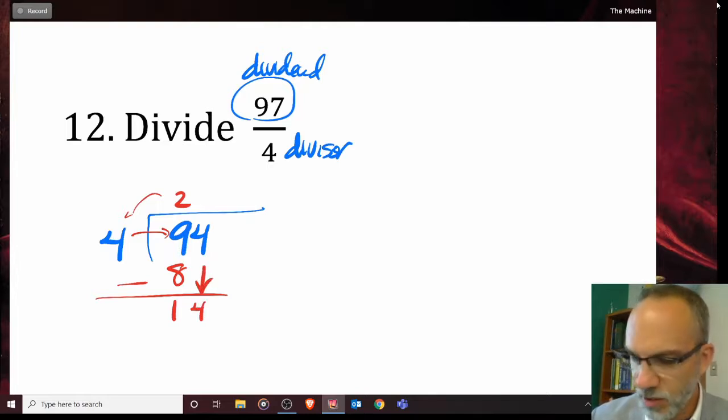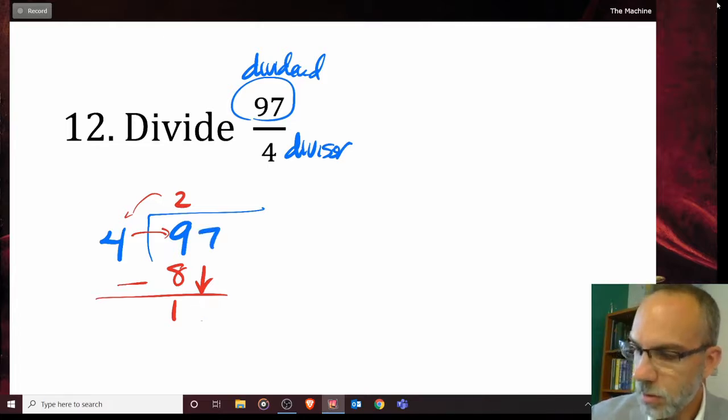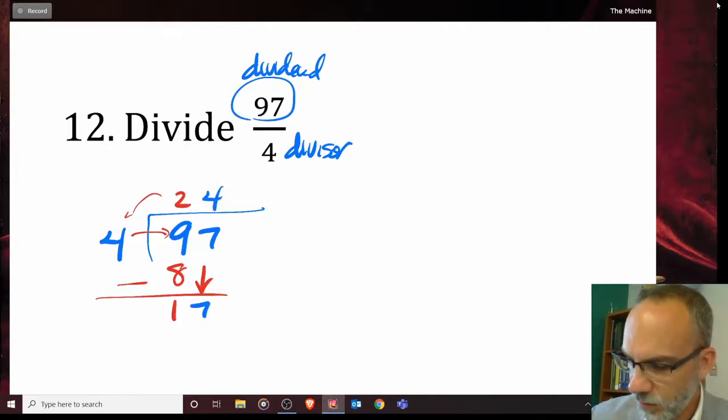4 into 14 goes what? Oh, I wrote the problem down wrong. Hey. I'm going too fast. 7. So that's going to be 7. 4 into 17, that goes 4 times. That would be a 16, subtract, I got 1 remaining.